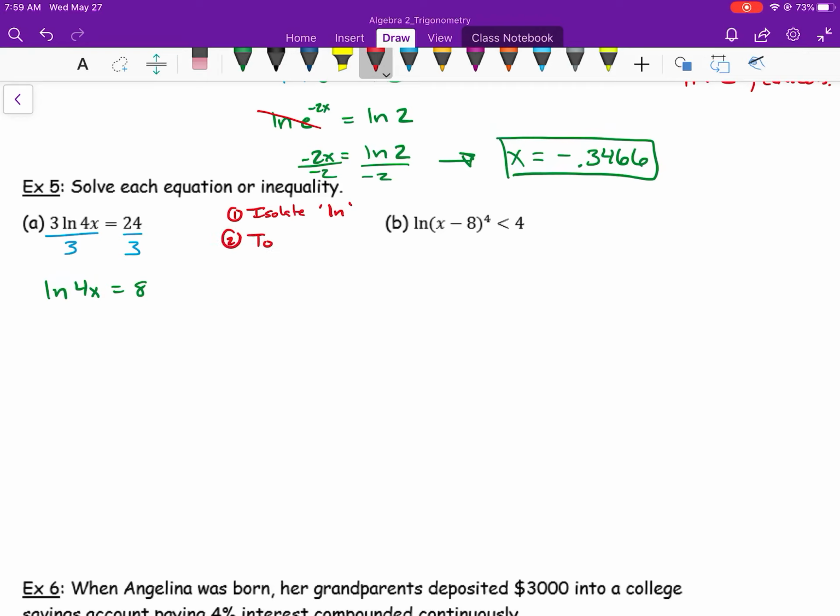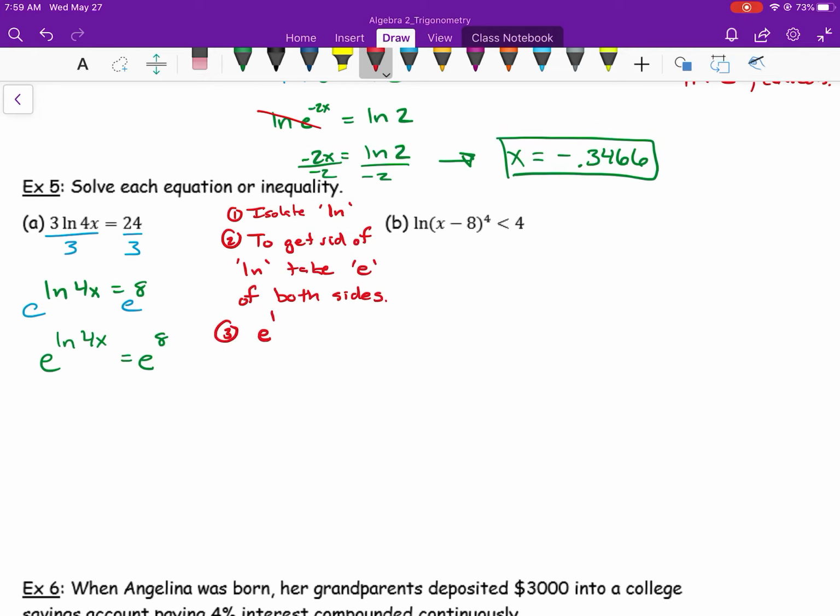Alright. So now we're stuck. We got to get rid of the natural log. So to get rid of it, we're going to take e of both sides. So this becomes e to the natural log 4x equals e to the 8th power. So that pushes it up into the exponents.